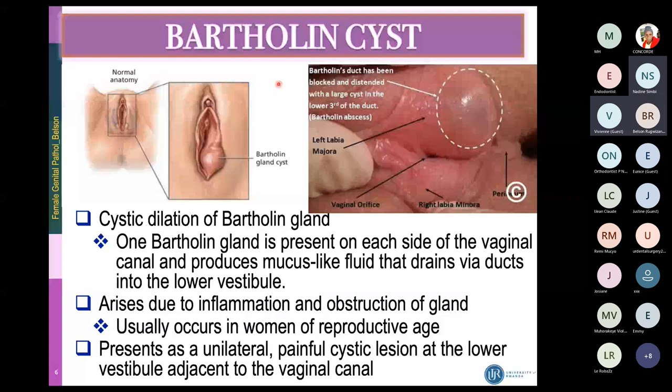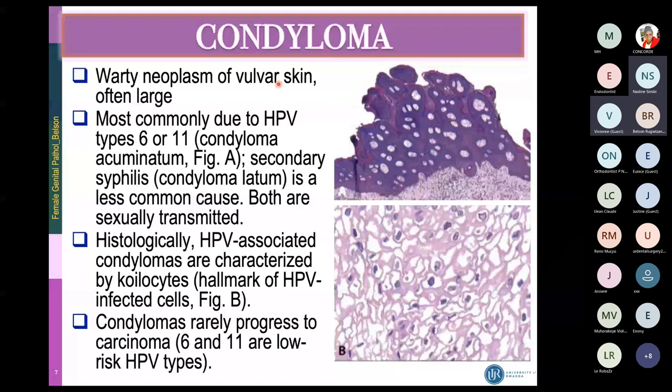So the second disease here is condyloma. So we saw condyloma acuminatum in males, so it's the same. The difference is just the site it affects here. So it's a neoplasm of the vulva skin, often large. As in males, it is caused by low risk HPV types 6 and 11. Or it can sometimes be caused by secondary syphilis. And in that case, it will be called condyloma latum, not acuminatum. So it will be flat, while the one caused by HPV will be like cauliflowers.